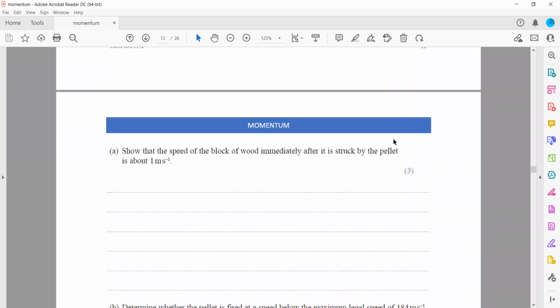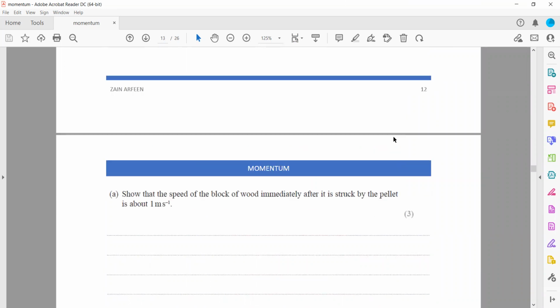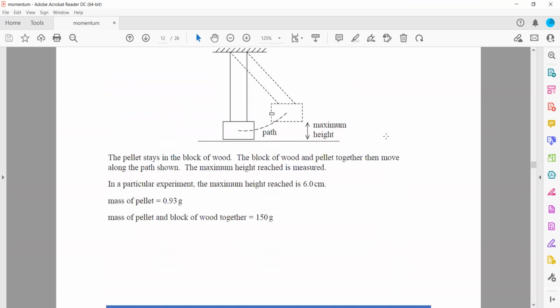Show that the speed of the block of wood immediately after it is struck by the pellet is about 1 meter per second. So we'll use conservation of energy, because as this block moves upward, it will gain potential energy, whereas before it had kinetic energy. So all of its kinetic energy is converted into gravitational potential energy. So the potential energy is equal to the kinetic energy. And the mass of the pellet and the wood, because they stick together, is 150 gram.